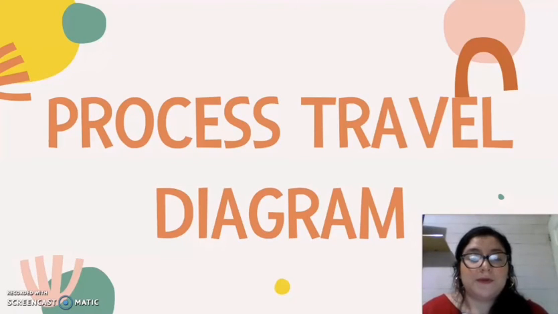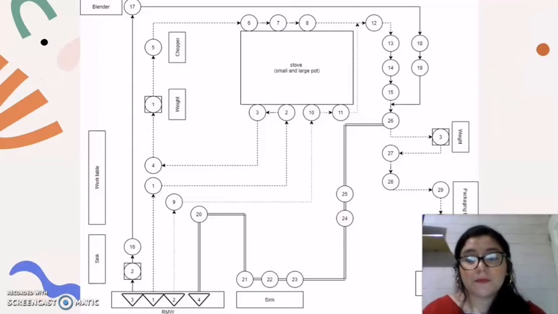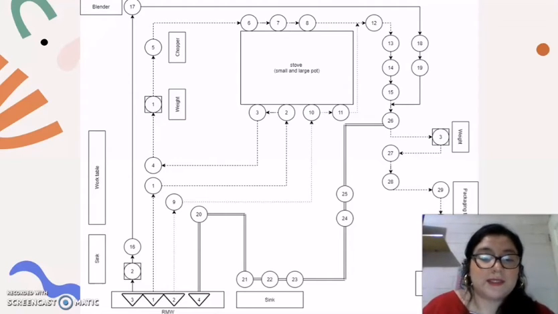And with the same method for the process travel diagram, here is the diagram with all the areas of the manufacturing plant. This is the plan view of the distribution of the plant. As you can see, we use the same symbolism as in the flow diagram.